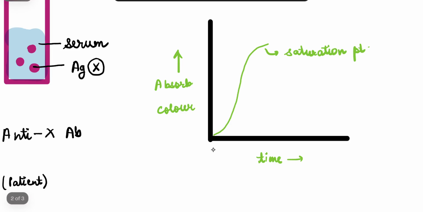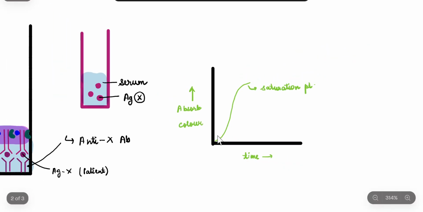So color is produced, and with time the color increases and then reaches a saturation point. It means that I definitely have the antigen present here. So this is one of the very important techniques through which we can determine whether the patient has that antigen or not. Moving on to the next one.